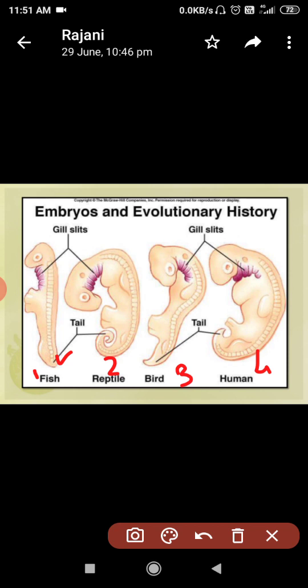Here as you are seeing, gill slits are present in both, here in the fish, here in the reptile, here in bird, and here in human. So you know the respiratory organ of all these fish, reptiles, birds and humans.